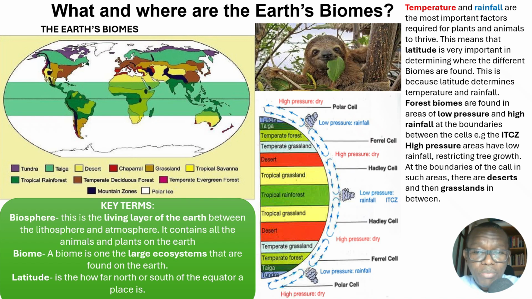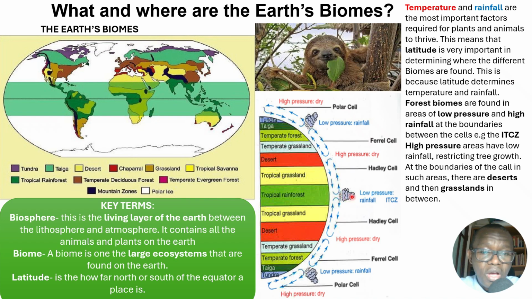So forest biomes are found in areas of low pressure and high rainfall. And we know from the global atmospheric circulation that those areas that have high rainfall are the ITCZ, which is right here, as you can see at the equator, and that's where you have low pressure.